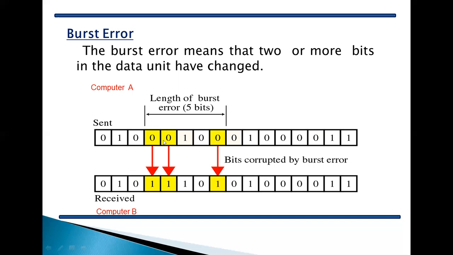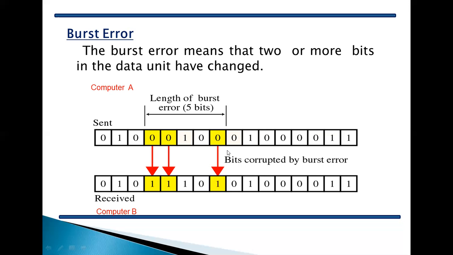Okay. In this case, 6 bits means this value changed. That means 0 changed to 1, and another one 0 changed to 1. That means 6 bits from starting to ending. That is called burst error. Okay, 3, 4, 5 bits are changed, 0 to 1 or 1 to 0. The burst error is determined from the first corrupted bit to the last corrupted bit.